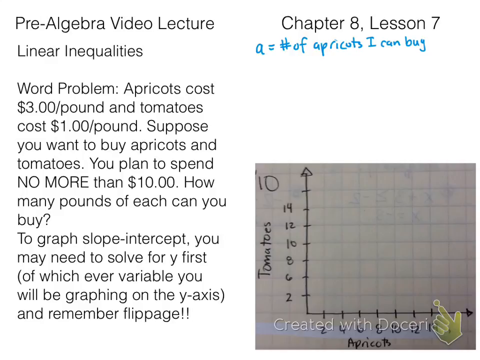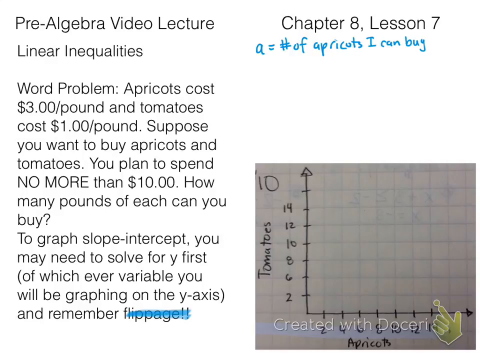Now, if the equation isn't in y equals mx plus b, or slope-intercept form, you're going to have to solve for y first. And this is an example of an equation that starts out in standard form. So I'm going to go ahead and make, oh, and don't forget that when you're solving for y, since we have inequalities, you could have flippage. So just pay attention to that, okay? Because the flippage would throw off your line if you don't remember it when you're supposed to.